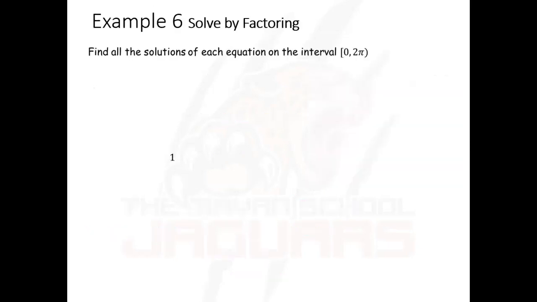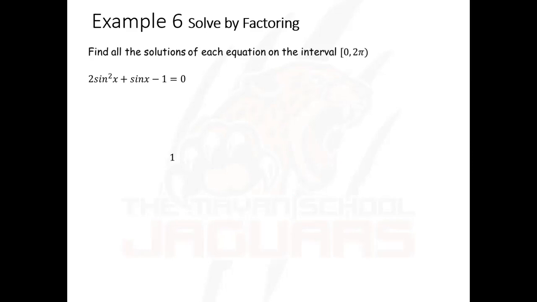Let's make another example where we need to factor. So we're going to find all the solutions of the equation 2 sine square of x plus sine of x minus 1 equals 0 on the interval from 0 to 2 pi. In this case, we're going to give the answer in terms of pi.